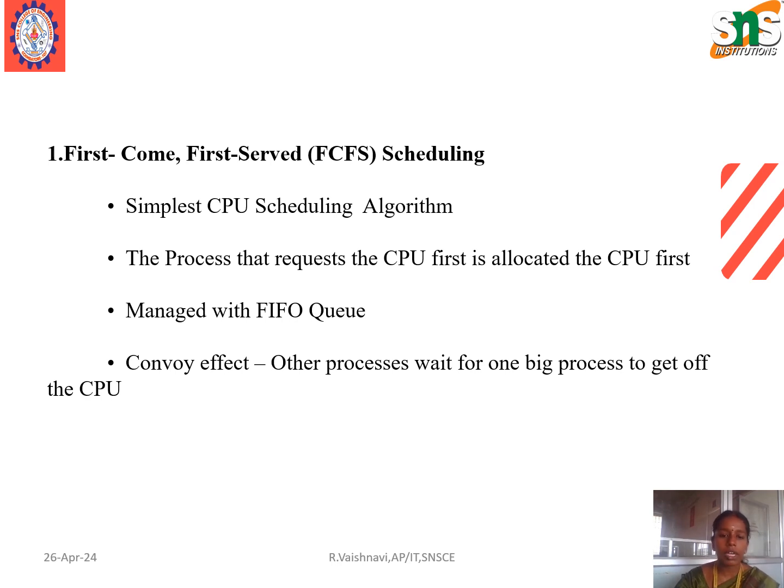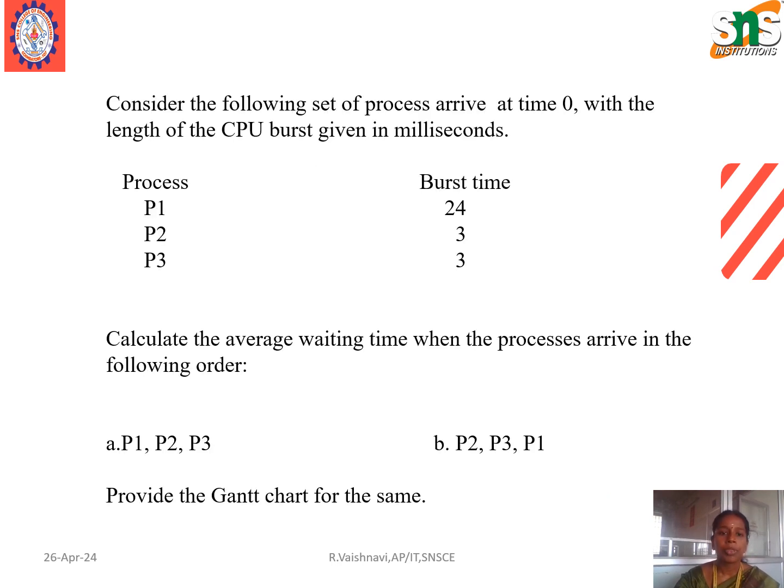Next one, convoy effect. Other processes wait for the one big process to get off the CPU. Here we have the example for the first come first serve scheduling. Consider the following set of processes that arrive at time 0 with the length of the CPU burst given in milliseconds. Here we have three processes, that is process 1, process 2 and process 3.